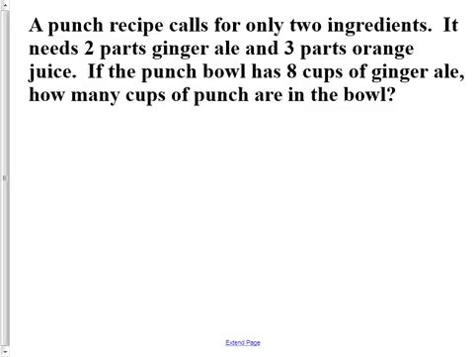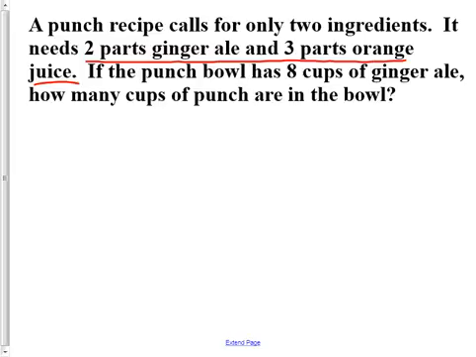All right, now that you've read it again, if you notice, the ratio that we're given is 2 parts ginger ale and 3 parts orange juice. So though this is a part-to-part ratio, not because the word part is there, but just because ginger ale is part of our mix and orange juice is part of our mix.